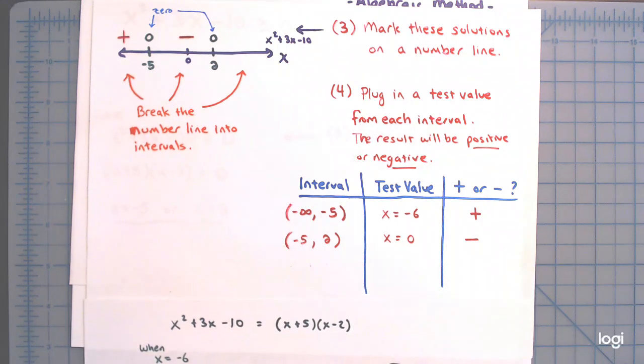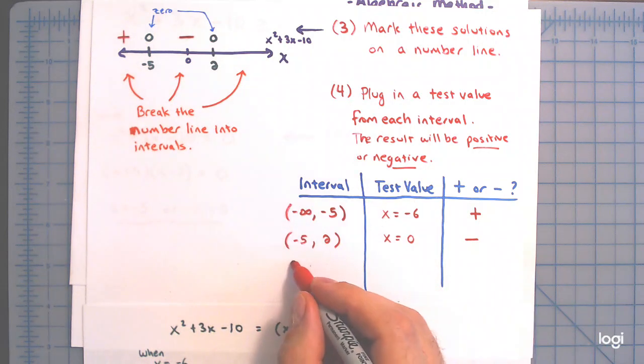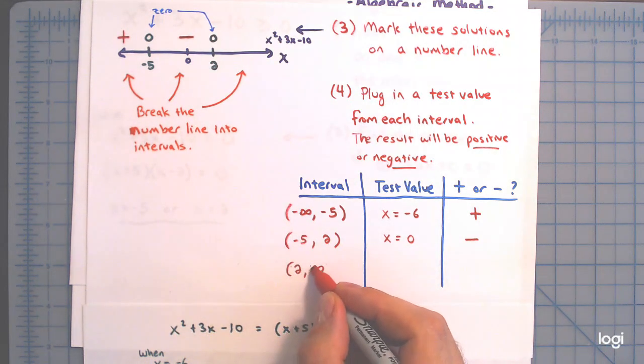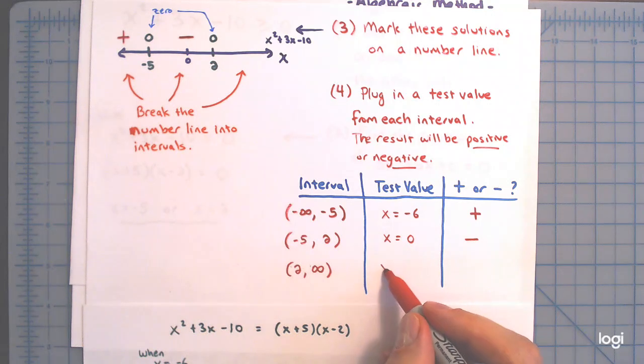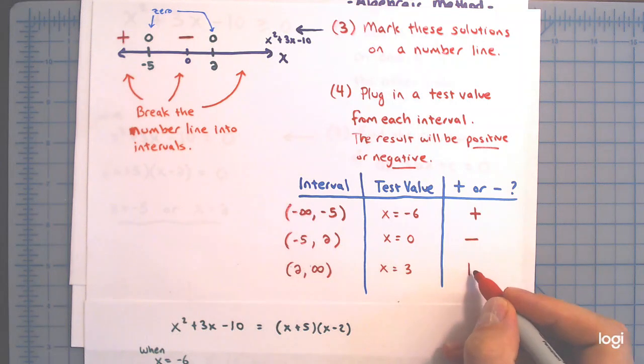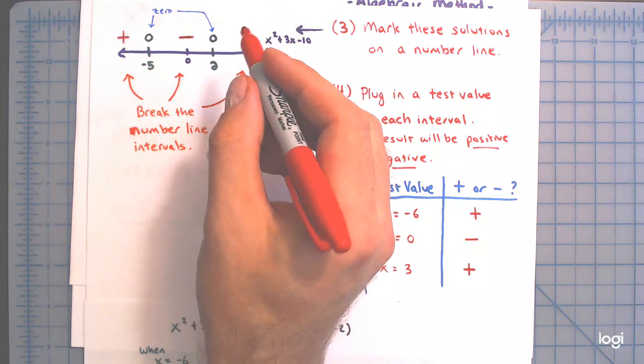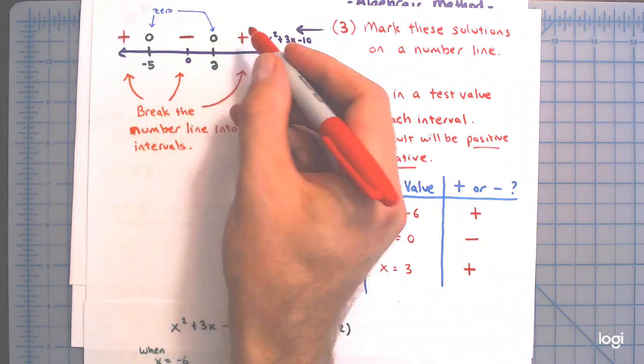Then the last interval, the only other interval we have left, is the numbers to the right of 2, the interval from 2 to infinity. I'll just say 3, or pi, or 4 million. Anything greater than 2 would be a good test value. I'll say this one out loud. When x is 3, you'd have 8 times 1. That's a positive number, a positive factor times a positive factor. And back on my number line, x squared plus 3x minus 10 would be a positive number.